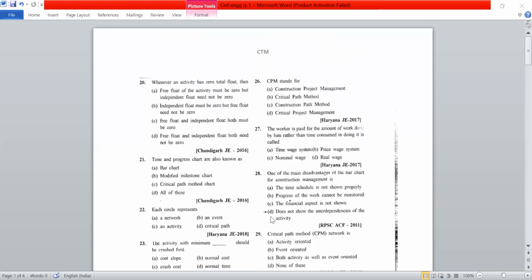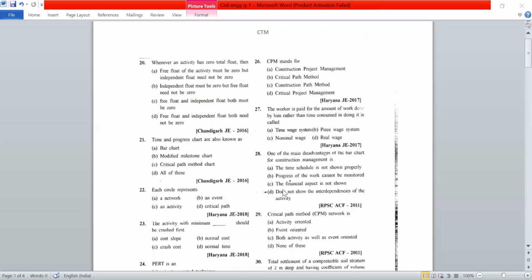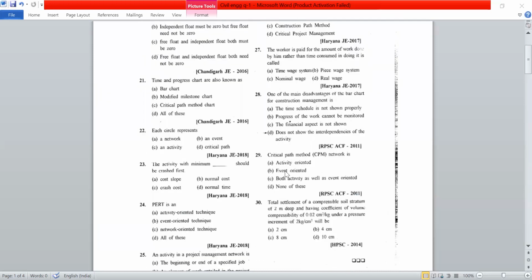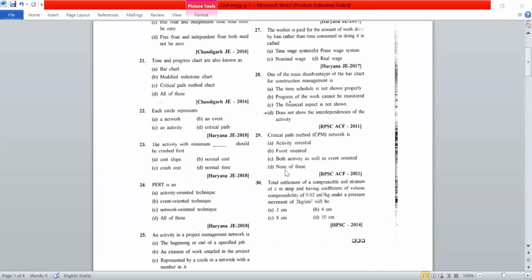One of the main disadvantages of the bar chart for construction management is that it does not show the interdependencies of the activity. Critical path method network is activity oriented.